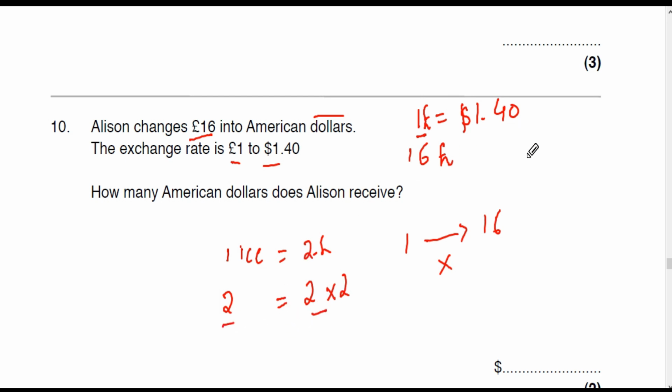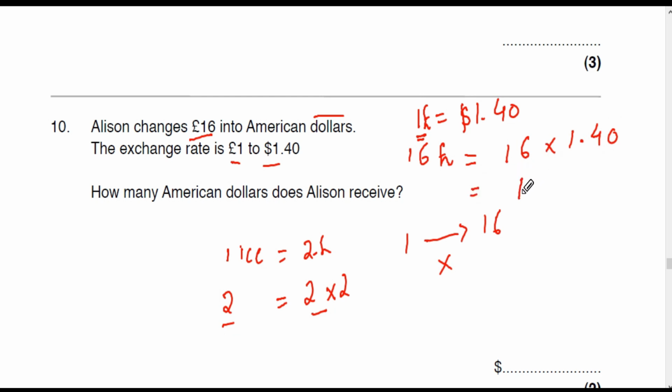So in these types of questions, whenever you are given one thing's price or one thing's value, you just need to multiply. There's nothing difficult in this. So the same thing we have to do over here. £1 equals $1.40, so 16 pounds will be equal to 16 times $1.40, right?